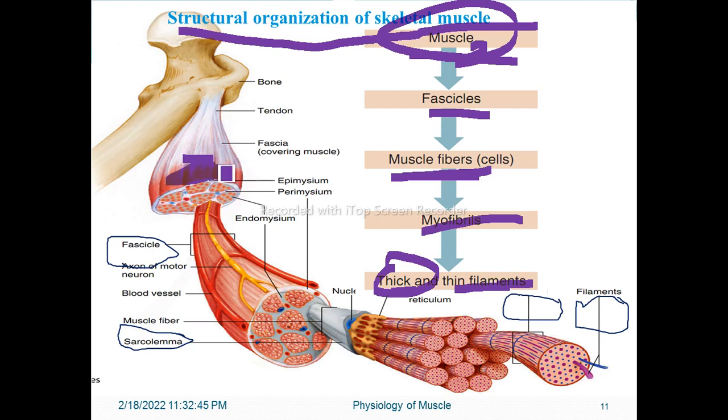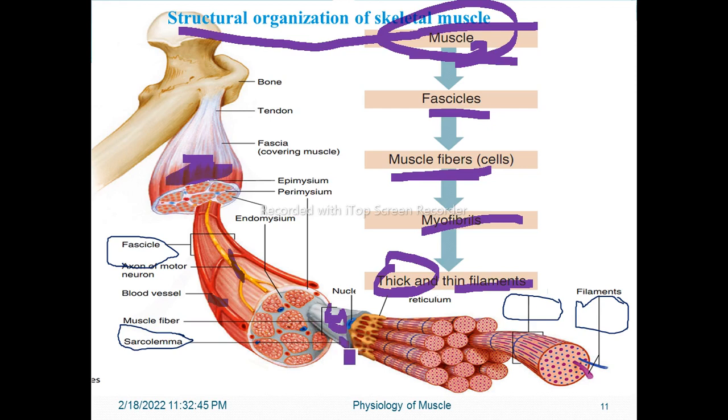This is muscle with fascia. The other is a fascicle. One band of these muscle groups is a fascicle, together with the axon of a motor neuron and blood vessels. From the fascicle, this group is considered a muscle fiber. Muscle fiber also gives us myofibrils.